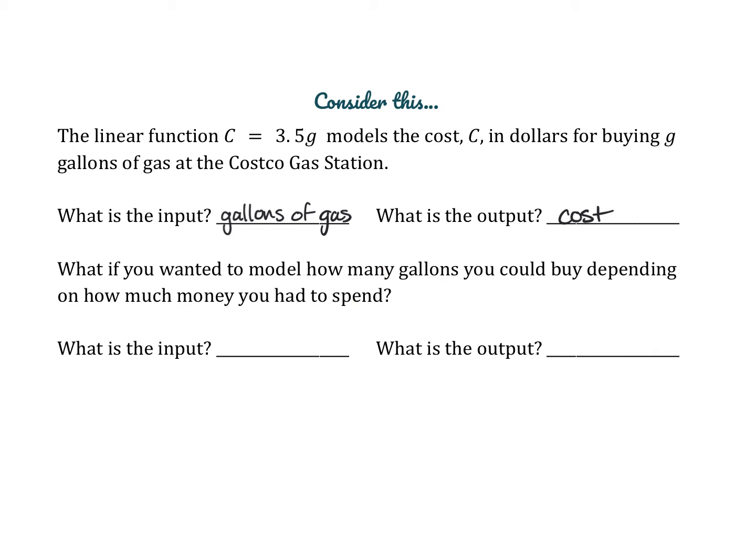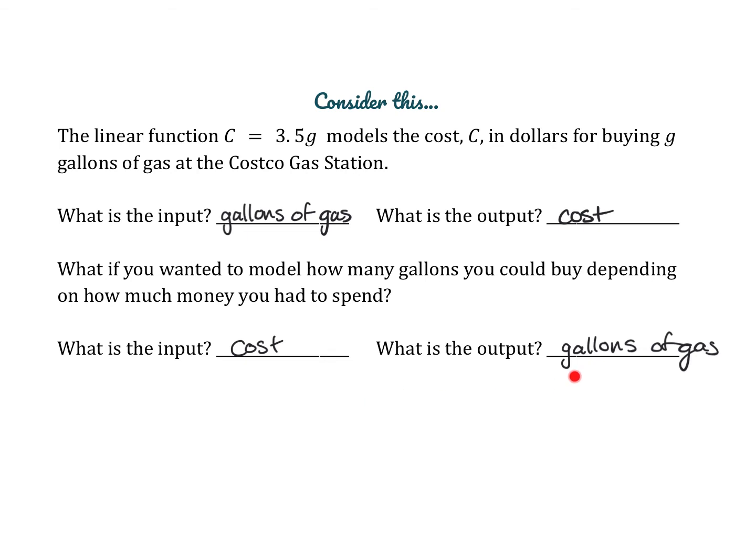So in this case, what if your input was the cost, right? You say, hey, I have $15. How much gas can I buy? So meaning your output would be the gallons of gas. So again, depending on what you're trying to do, this might be a more useful model. What can we do if we want this to happen?